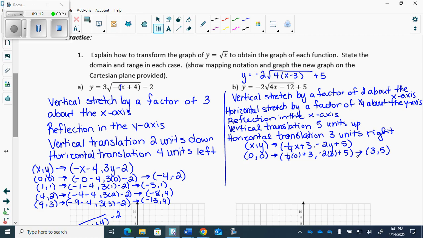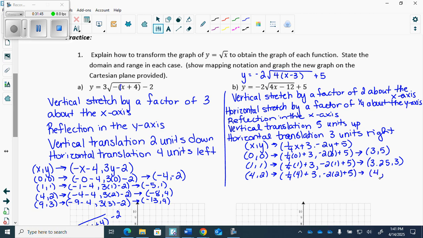Okay? And then we have (1, 1) becomes (1/4 times 1 plus 3, negative 2 times 1 plus 5). So 1/4 plus 3 is 3.25, comma 3. And then we have (4, 2) becomes (1/4 of 4 plus 3, negative 2 times 2 plus 5), which becomes 1 plus 3, which is 4. The negative 4 plus 5 is 1. I put plus sign, you're welcome.